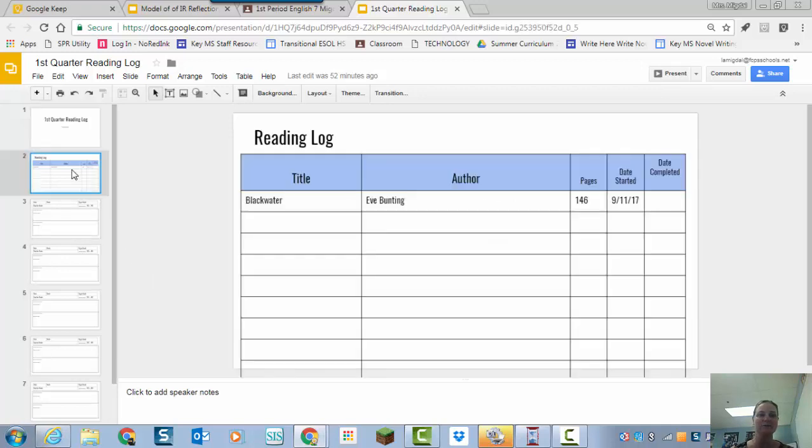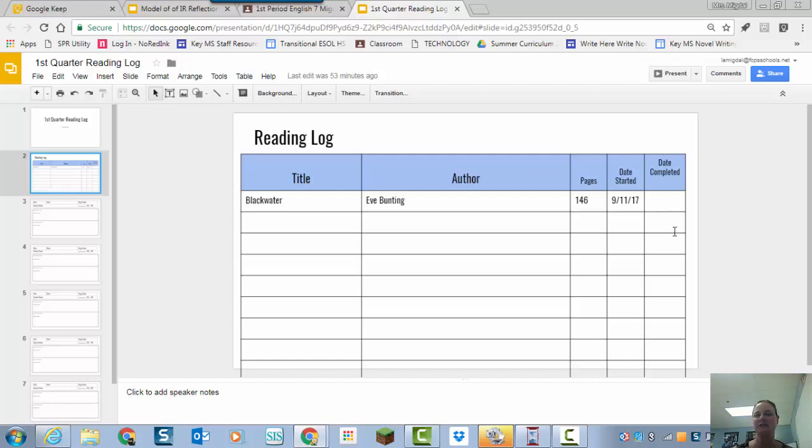The next thing in your reading log is the actual log itself. I gave this to you on a piece of paper the other day, but I changed my mind. Well, I think it's much better to keep it here. So you can see it's just like the yellow paper that I gave you. You're going to put the title of your book, the author of your book, how many pages are in your book, the date you started your book, and the date you completed. That's going to help us continue to set goals for you each week and for the quarter.